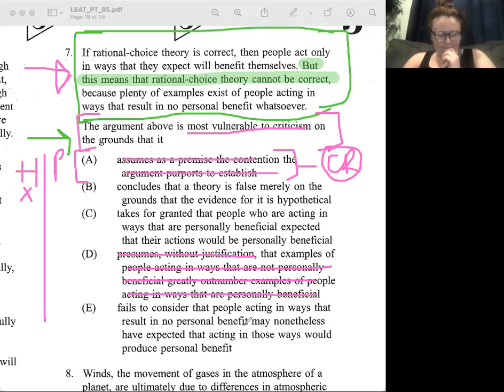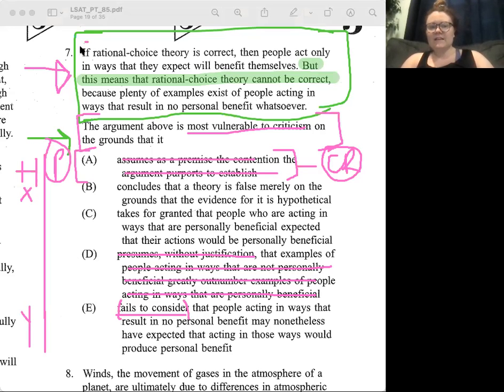All right, what about E? Go ahead and read E. It fails to consider that people acting in ways that result in no personal benefit may nonetheless have expected that acting in those ways would produce personal benefit. Okay, so fails to consider. So does our argument fail to consider that these people may have expected that acting in that way would actually produce the benefit? I feel like, yeah, just based on the beginning, fails to consider. Well, technically, does this happen? Do we fail to consider this? Yes, technically we do. And then we have to ask ourselves, is that a problem? So is it a problem that we fail to consider that?